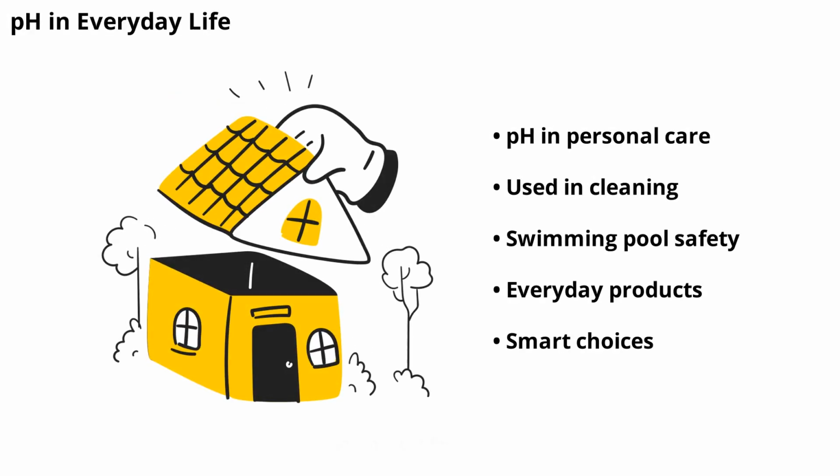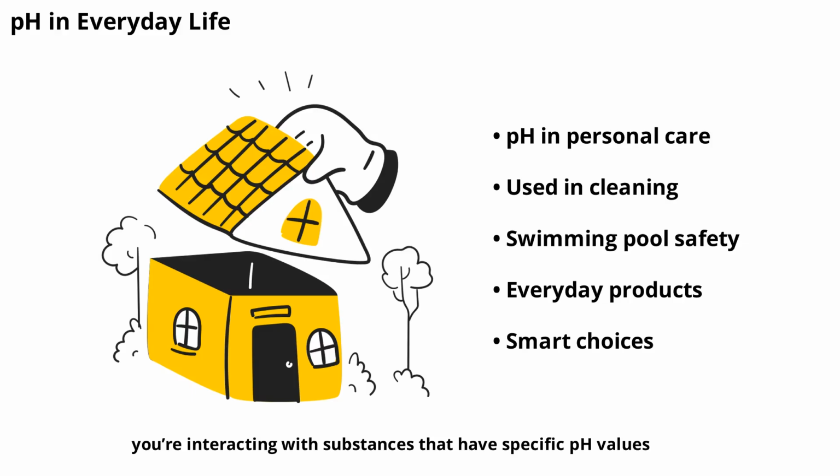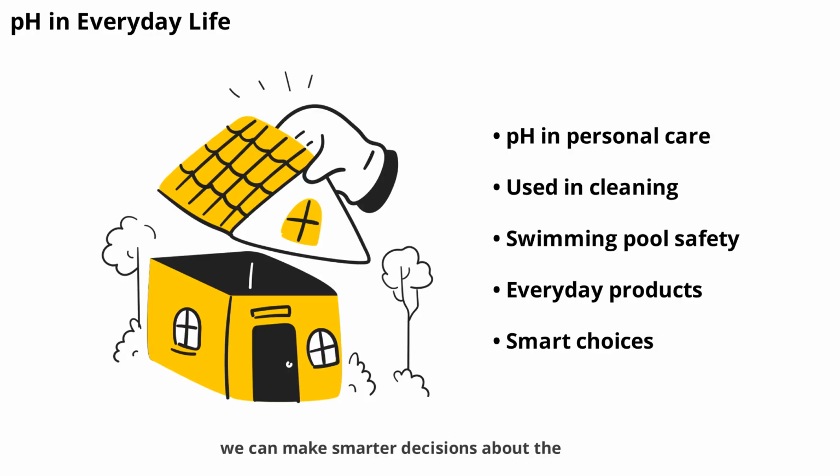The pH scale isn't just for scientists. It's all around us in daily life. When you use shampoo, brush your teeth, or clean your kitchen, you're interacting with substances that have specific pH values. Even swimming pools are carefully monitored for pH to keep the water safe and comfortable. By understanding pH, we can make smarter decisions about the products we use and the environments we create.